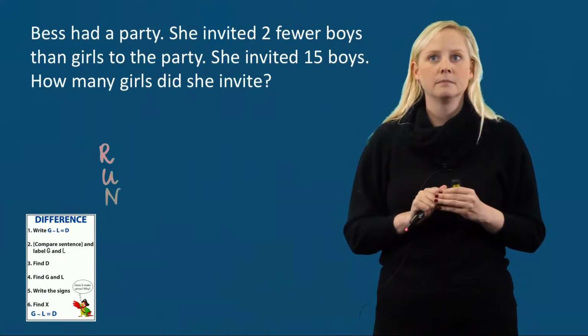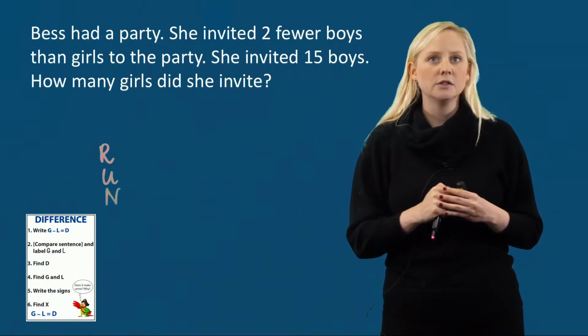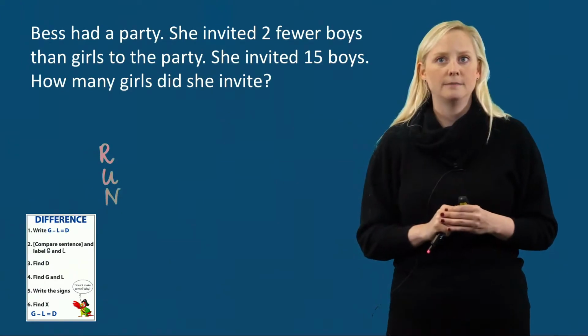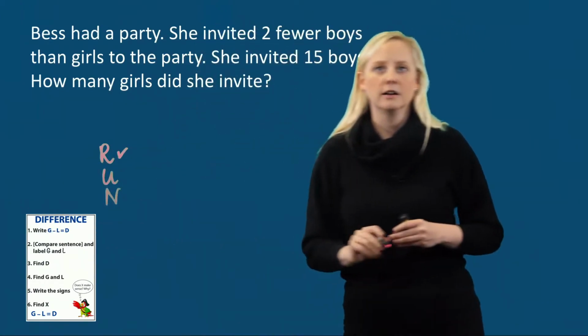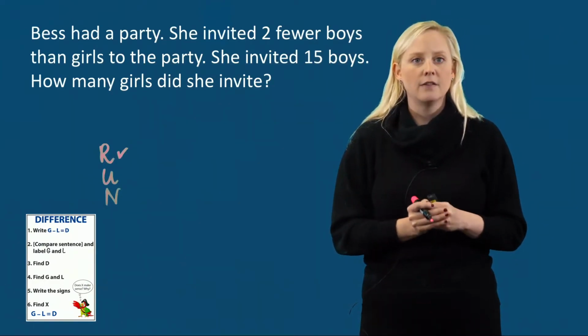Let's read the problem. Bess had a party. She invited 2 fewer boys than girls to the party. She invited 15 boys. How many girls did she invite? I've read the problem, so I'm going to check off that R. The U stands for underline the label and cross out irrelevant information.